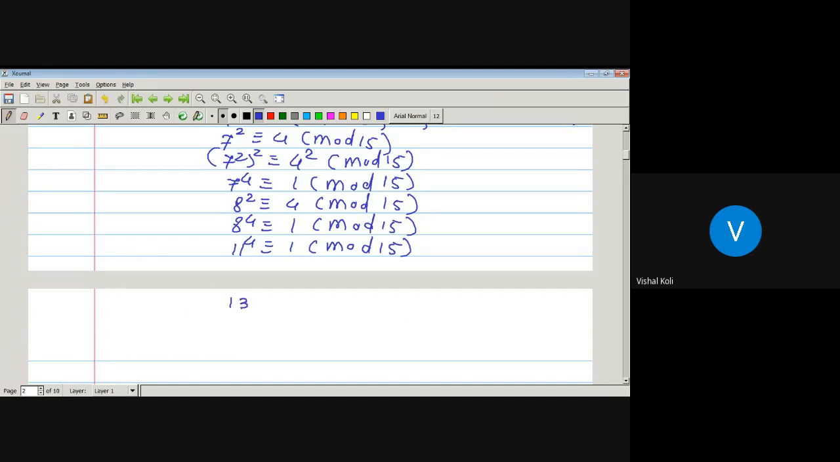Now 13 squared is nothing but 169. Over modulo 15, the value of 169 is, I think, 4 modulo 15. Again 4. 13 squared to the power 2, which is 13 raised to 4, is congruent to 4 squared. Again 4 squared over modulo 15 is nothing but 1. Therefore 13 raised to 4 is congruent to 1 modulo 15. Then 13 is also not a primitive root of 15.